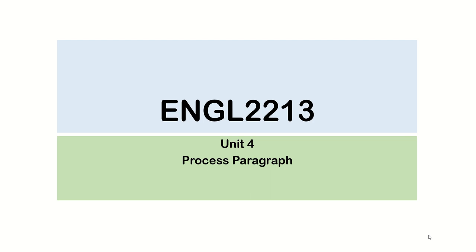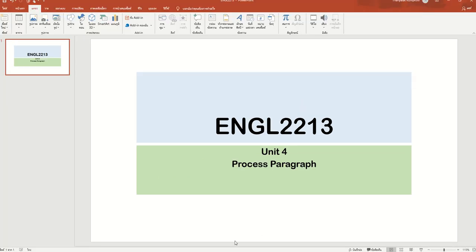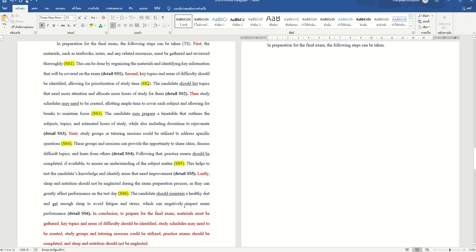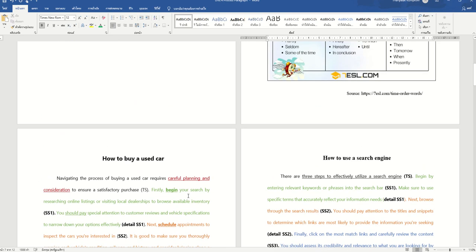As we talked about the process paragraph in class last week, I asked you to work on the homework on page 90, which covers the steps for how to buy a used car and how to use a search engine, right? Before I share the answer with you, please take a look at the definition of the process paragraph.